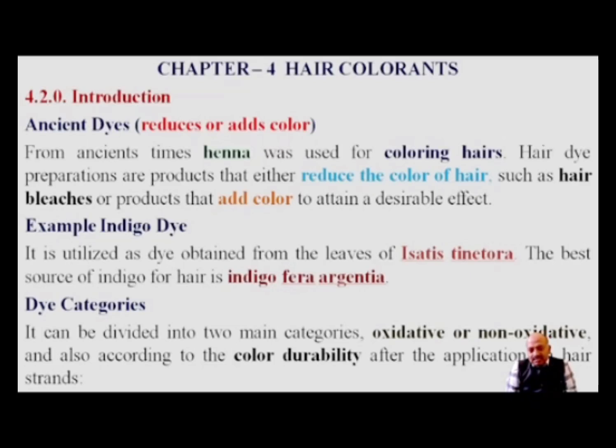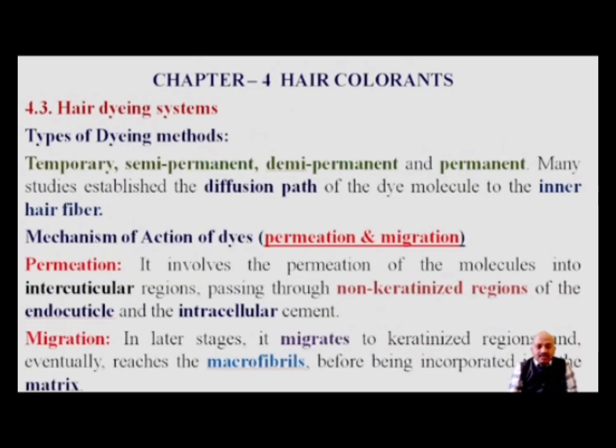And dye categories: the dyeing of hair products. The dyeing of the hair can be done by means of two categories. The two main categories are oxidative dyes or non-oxidative dyes, and also according to the color durability after application on hair strands. So the color can be done by means of two categories of dyeing process, oxidative or non-oxidative.